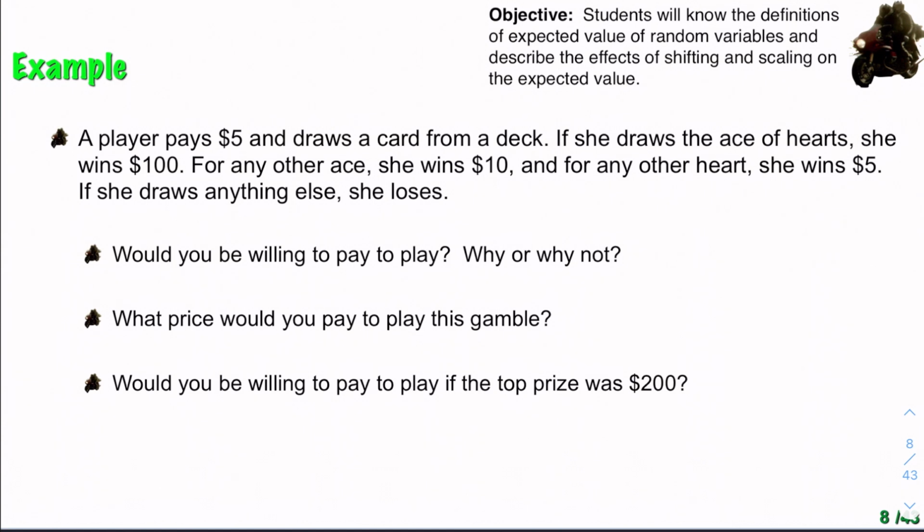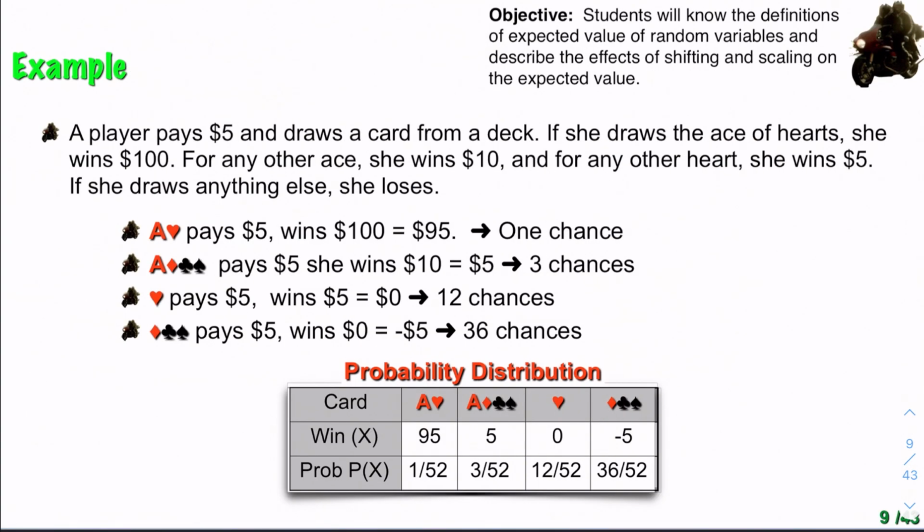What price would you pay to play this game? Is $5 a good enough amount? Is the payout what you want it to be? Then the third question would be, would you be willing to pay to play if the top prize was $200? And so let's get into those questions. And let's reset up this model.